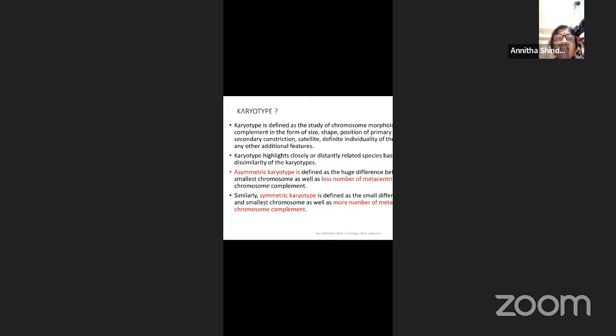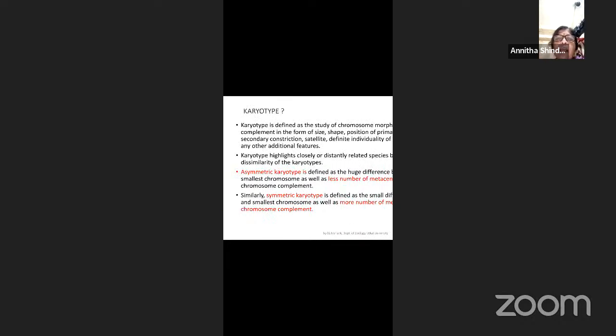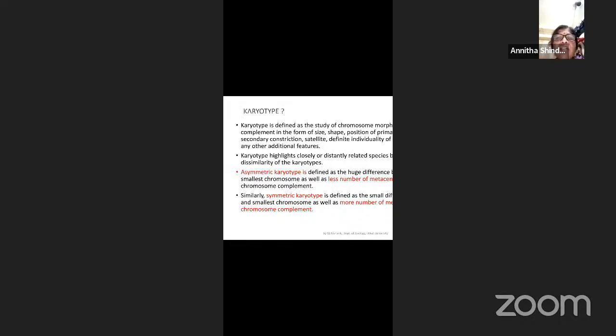Based on this, they have classified karyotype into two different types. One is called asymmetric karyotype and the other is called symmetric karyotype. Asymmetric karyotype shows huge differences between the largest and the smallest chromosome, whereas symmetric karyotype shows very small difference between the largest as well as the smallest. So this is how you can identify. Based on the karyotype, it will highlight whether the different species are closely related or distantly related. So this is about the karyotype.